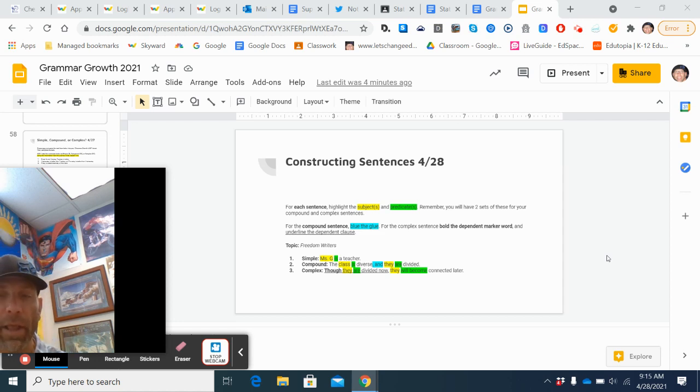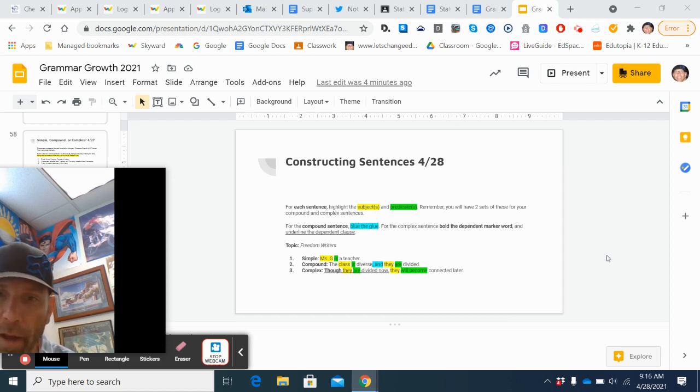Number three, complex. We need a DCIC or ICDC, okay? So we need an independent clause and a dependent clause, all right? I opted to go with DCIC, and if you remember from our earlier work, when I do that, it's out of its natural order, so I have to separate the DC and the IC, all right? And so I will begin with my DC. And for the DC, you had to bold the dependent marker word, which is though here, all right? And then I had to underline the whole DC.